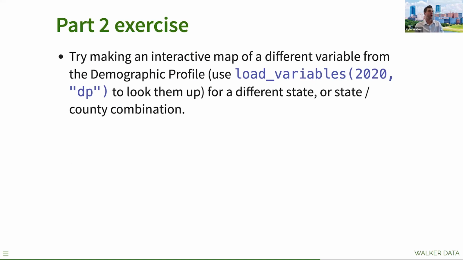And the exercise for part 2, try making an interactive map of some other variable from the demographic profile. And you can look it up for a different state. You can look it up for a state-county combination. But just try following through what we did and make a different interactive map with a different variable you've pulled from the demographic profile and see what you come up with.